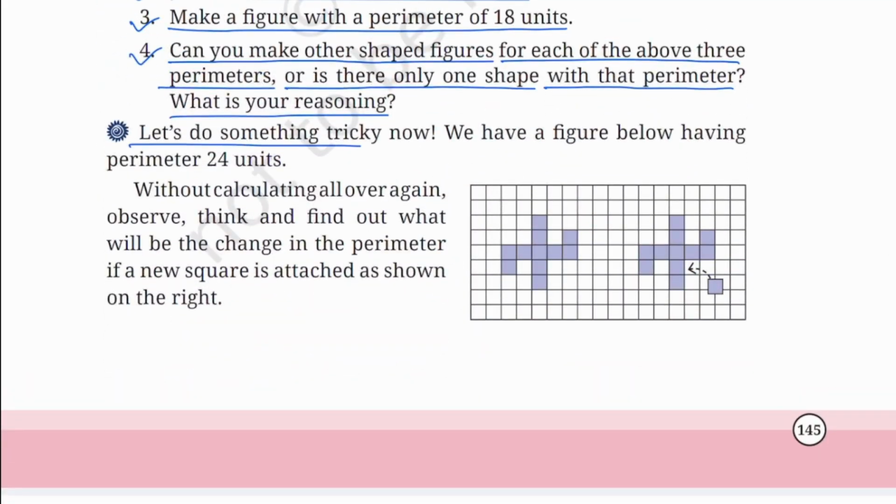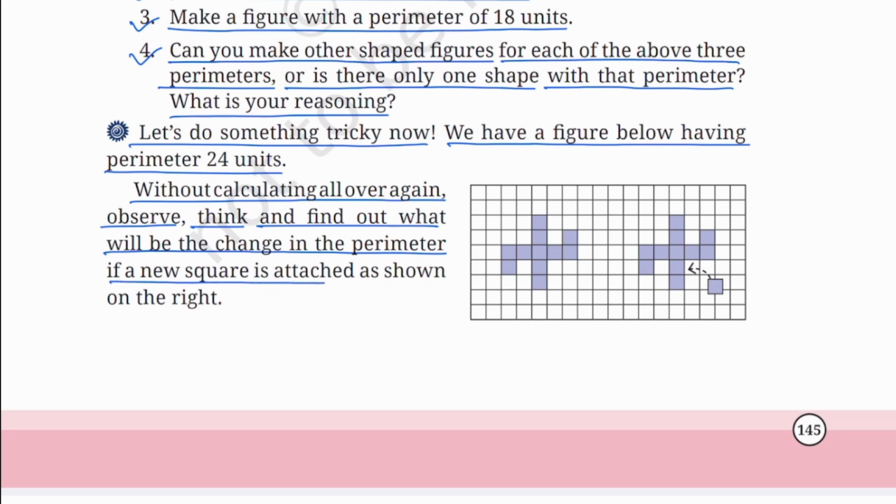Let us do something tricky now. We have a figure below having a perimeter of 24 units. Without calculating all over again, observe and find out what will be the change in the perimeter if a new square is attached as shown on the right. If this square is added, what will happen?